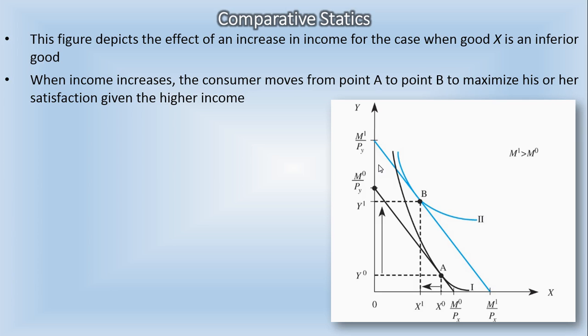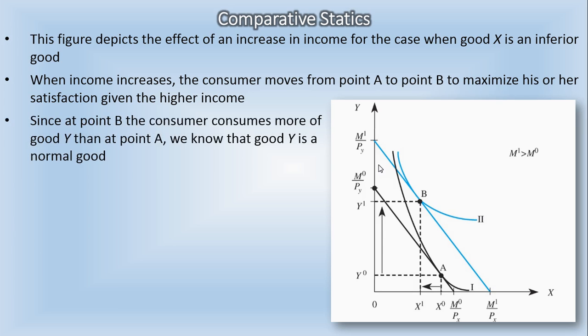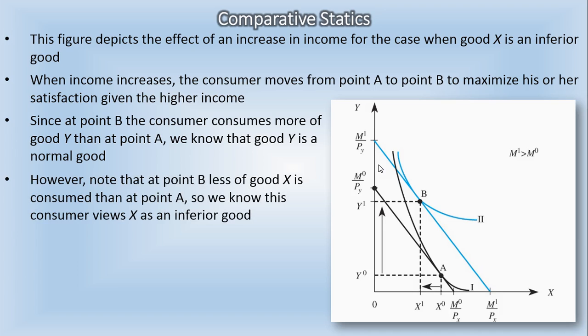So the optimal consumption bundle as a result of the increase is going to be B, with a lot more Y and, in this case, a reduction in X. So as income went up, the quantity consumed of X went down. Therefore, the consumer views X as an inferior good. And again, there's a lot of information embodied in the shape of the indifference curves, which, if specified differently, will specify different preferences. Since at point B the consumer consumes more of Y than at point A, we know that Y is a normal good. However, note that at point B, less of good X is consumed than at point A, so we know that X is an inferior good.